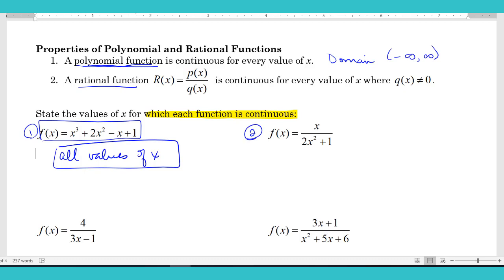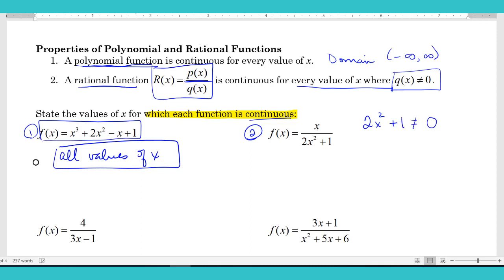But a rational function, here, that's a ratio of two functions. Got a big fraction. You cannot divide by 0. So it's continuous for every value of x where this denominator does not equal 0. So since it's asking us where it is continuous, it's continuous for every value of x where q of x, or the denominator, does not equal 0. So I'm going to set that denominator not equal to 0 and solve. So I subtract 1, I divide by 2, and I'm just going to stop there.